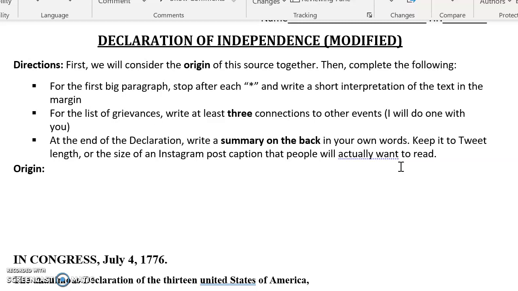When you get to the list of grievances, we're going to write at least 3 connections to other events, and I'll do one with you. And then at the end of the declaration, I'd like you to write a summary on the back in your own words. And I'd like you to keep it to tweet length, or at least the size of an Instagram post caption that people will actually want to read.